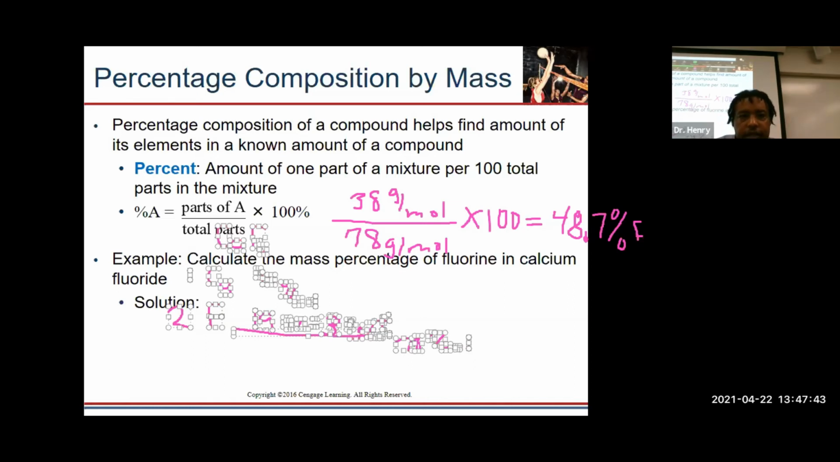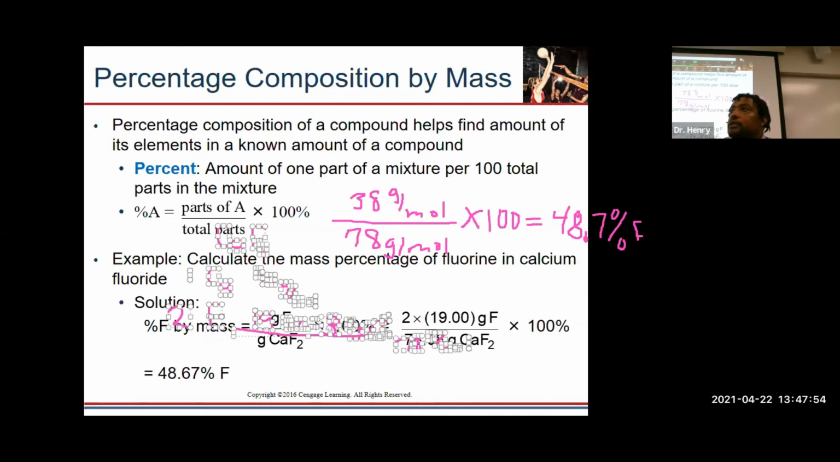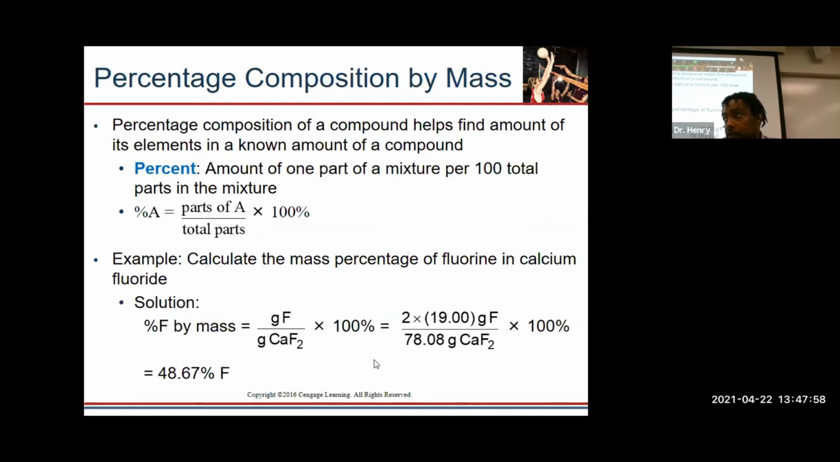Let's see. Click off the little bubbles. Okay, so let's clear this.